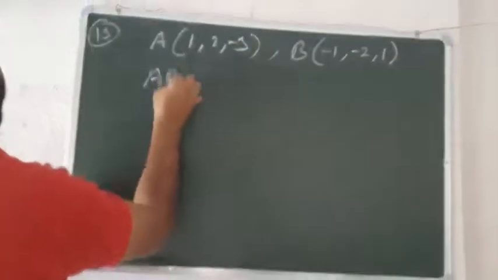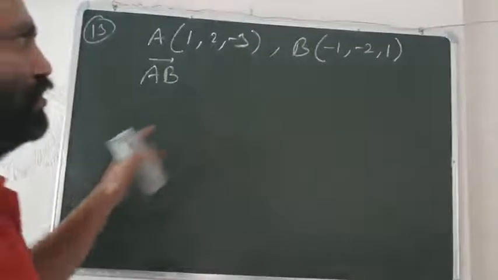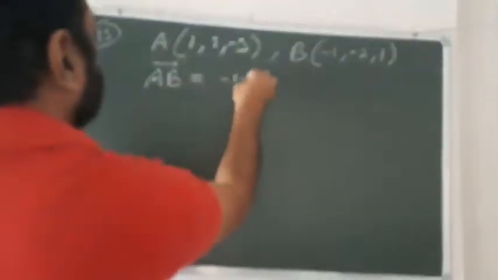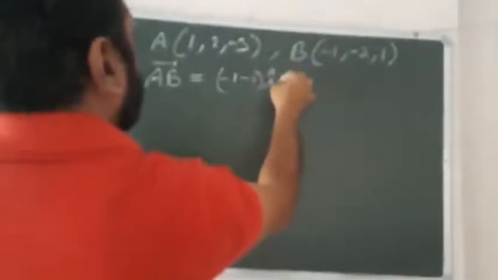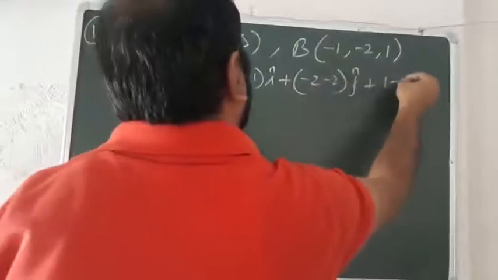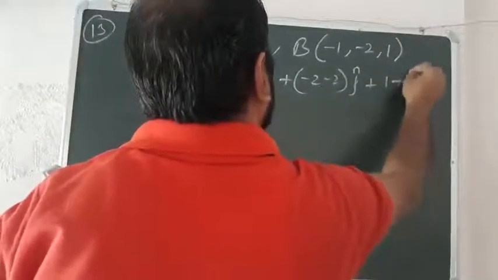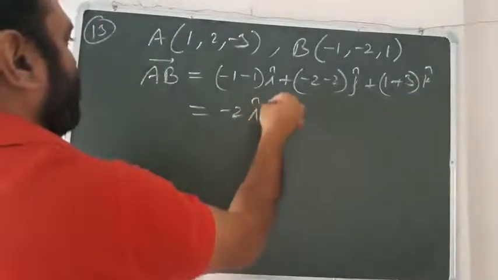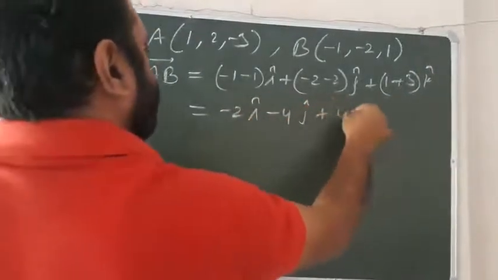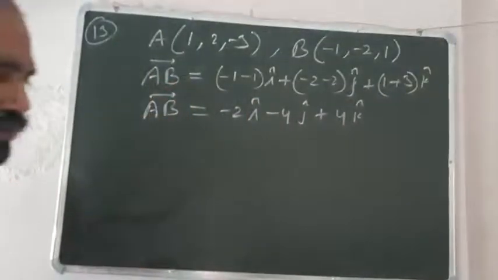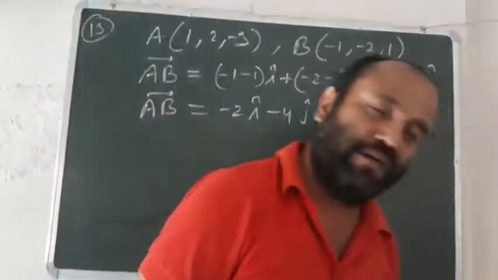Okay, first of all you have to find the value of AB vector. AB vector means the position vector of B minus position vector of A, that is equal to -1 I cap plus -2 j cap plus 1 plus 4 1 plus 3 k cap. So this is -2 I cap minus 4 j cap plus 4 k cap. This is the value of AB vector. Now you can find the direction cosines yourself.